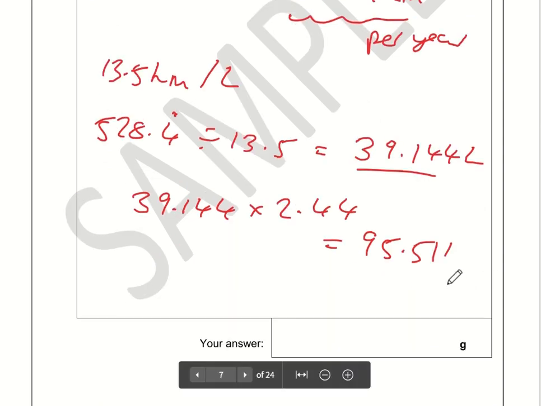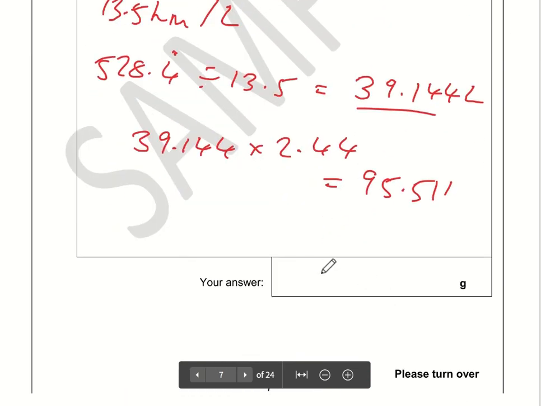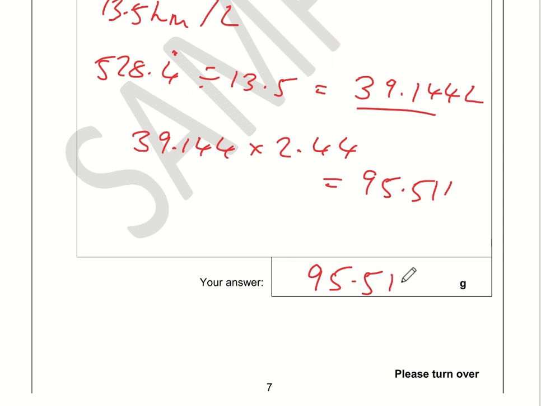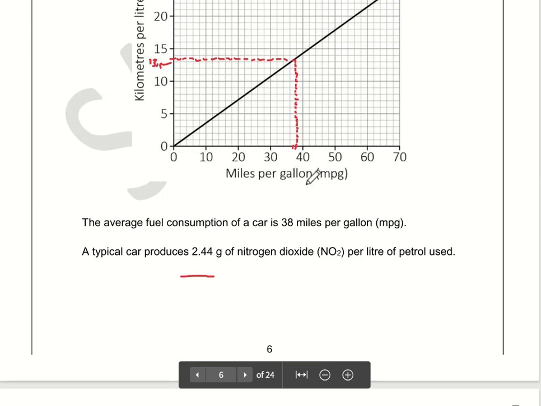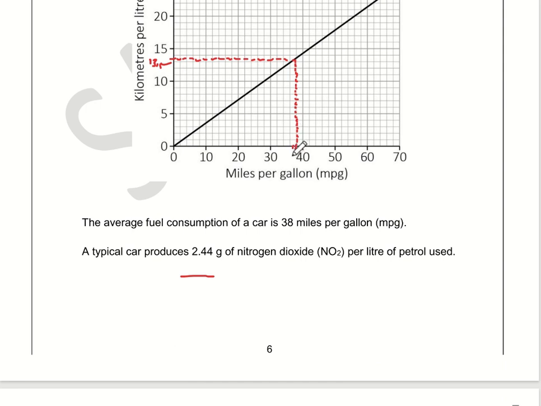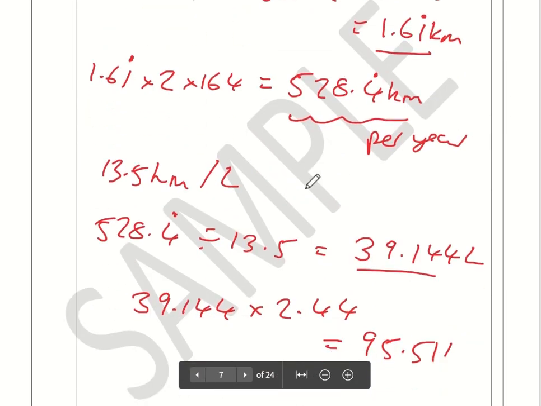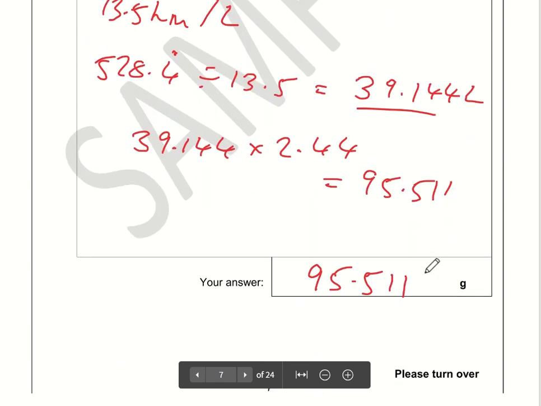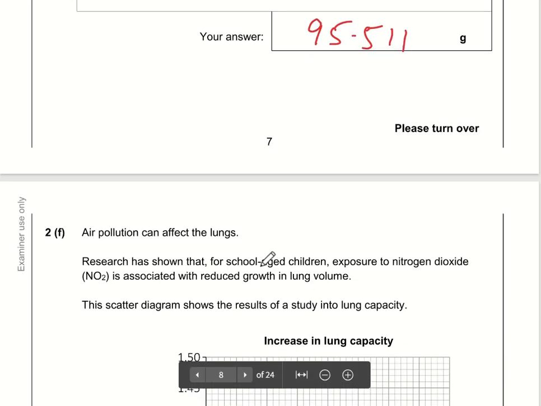95.511. Does it say how many decimal places or anything? No. So I'll just put 95.511. I've done a little bit of rounding there, and it's possible you might not get exactly the same answer, and the main reason why is you might have got a slightly different reading from the graph than I did, but as long as you've shown how to get it and your answer is within the acceptable range in the mark scheme, you'll be fine. So as long as it's fairly close to 95.5, then I'm sure it will all be fine.